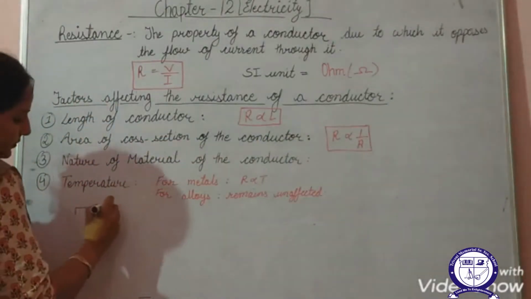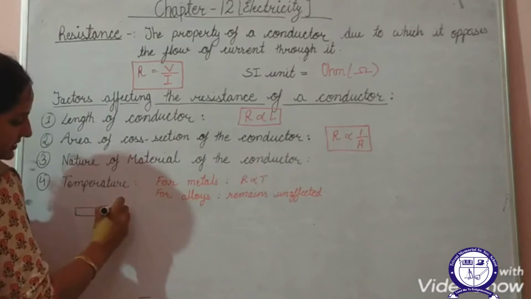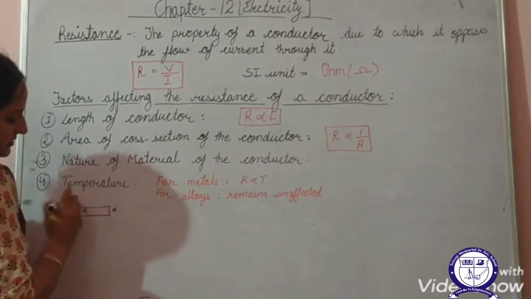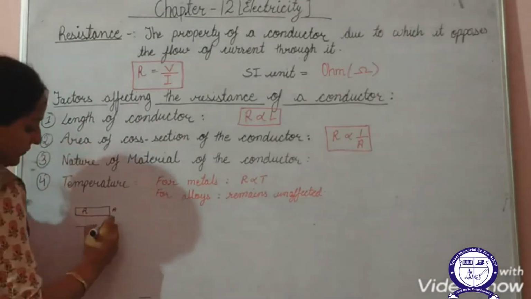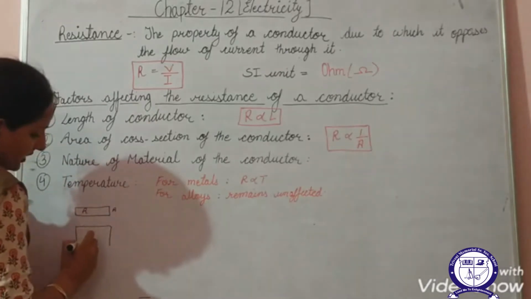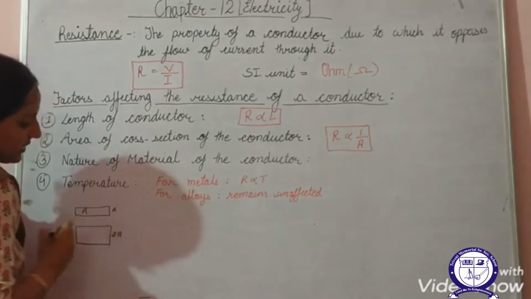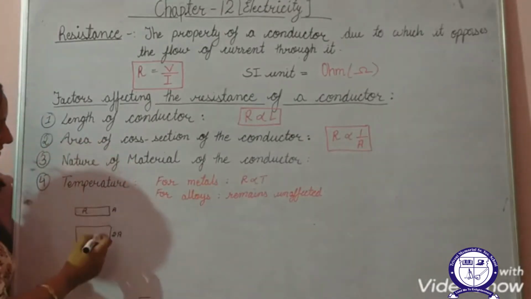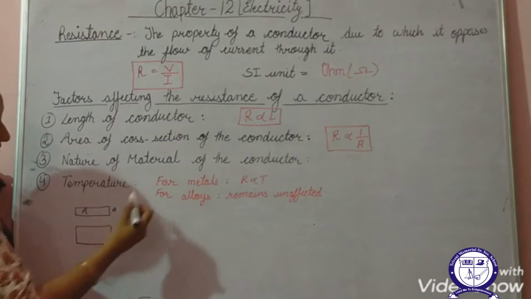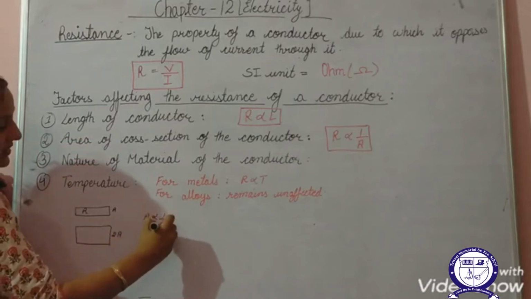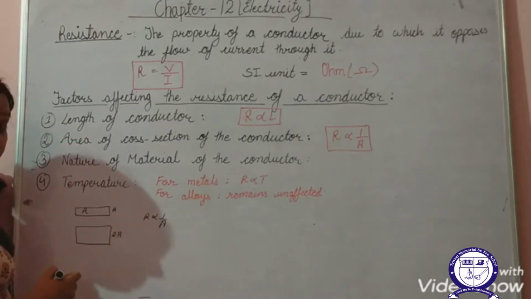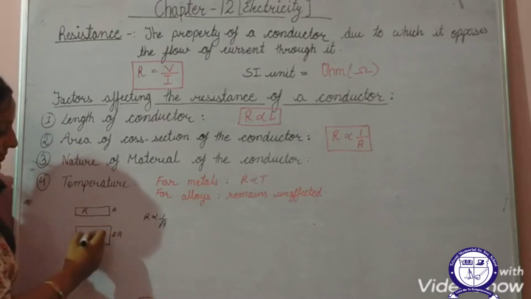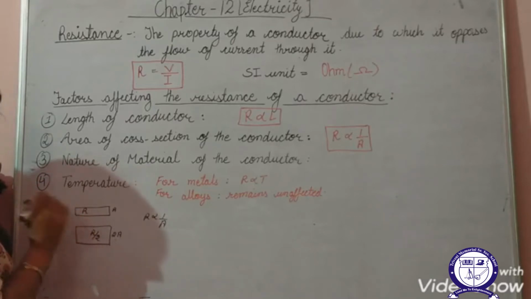Let's consider a wire. Let us suppose its area is A and resistance is R. If I double the area of cross section of this wire, what will happen to the resistance? We have stated that resistance and area of cross section are inversely proportional. Now if the area is doubled, the resistance will be reduced to half. If its resistance is R, its resistance will be R by 2.